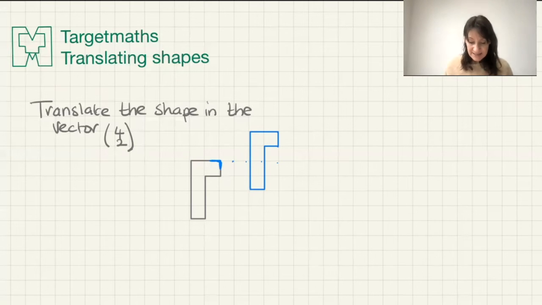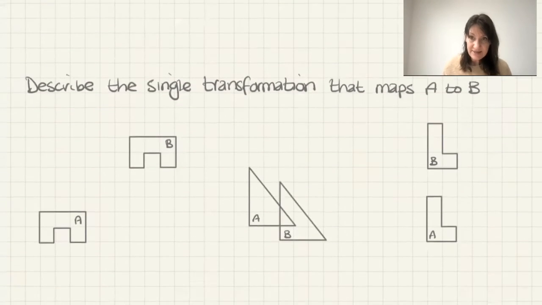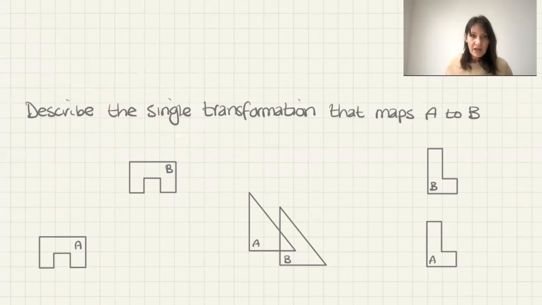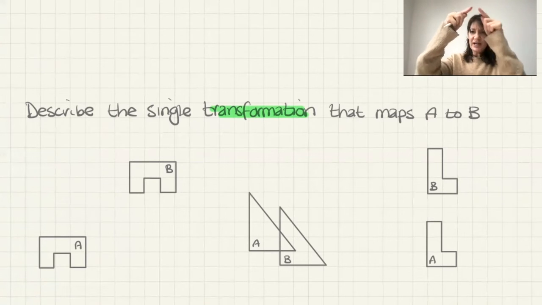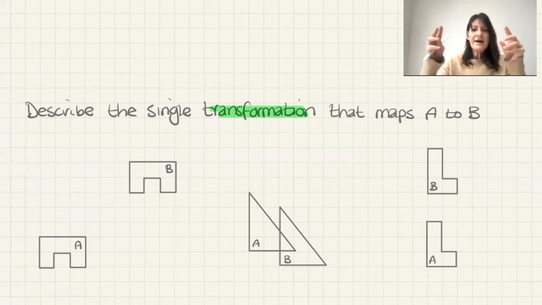All right, next thing that we're going to look at is this type of question here. It says, describe the single transformation that maps A to B. So the first thing that I want us to do is just take in that word. It's a really important word. It's going to come up in your exam. I call it like an umbrella word, or imagine a family tree and you're the person at the head of the tree and everything comes off it. Transformation is the topic that translation sits in.